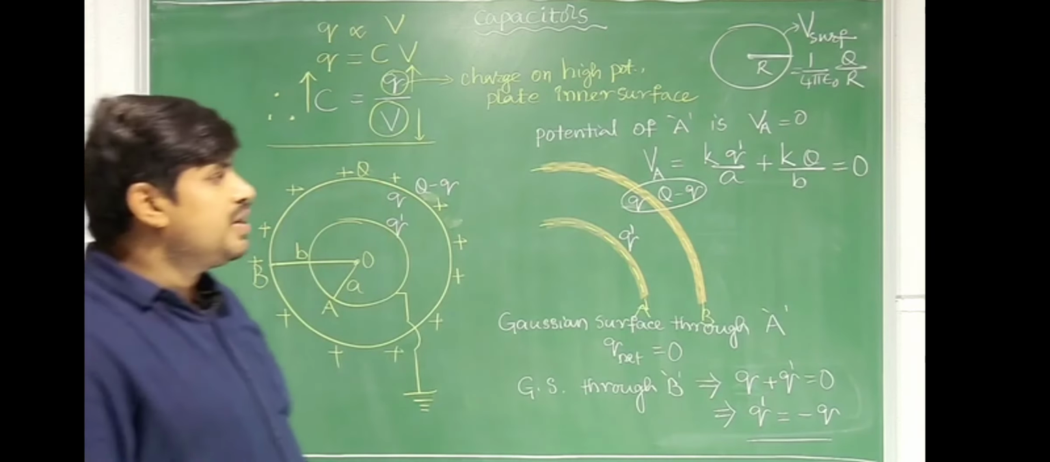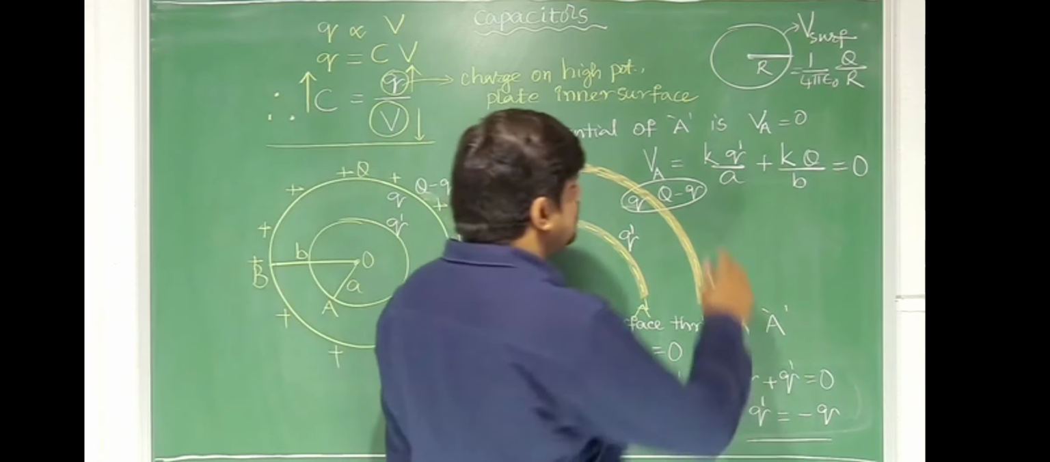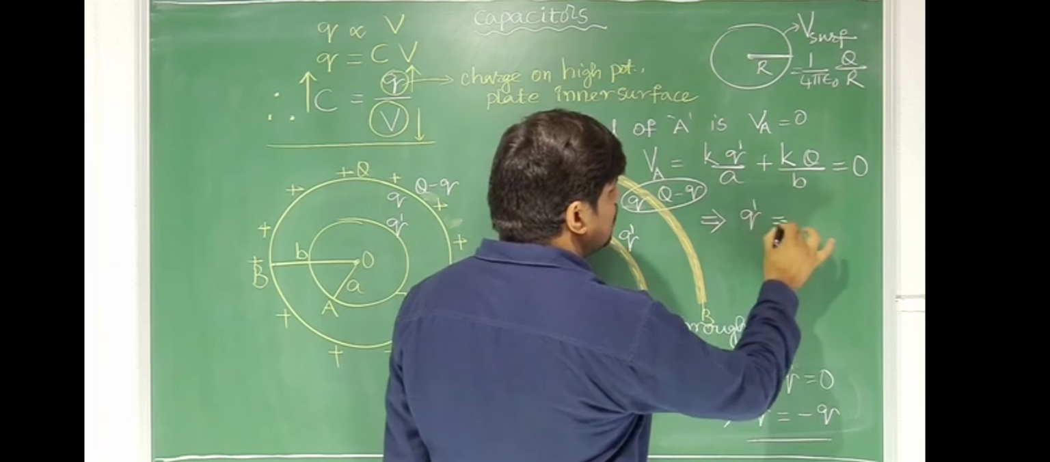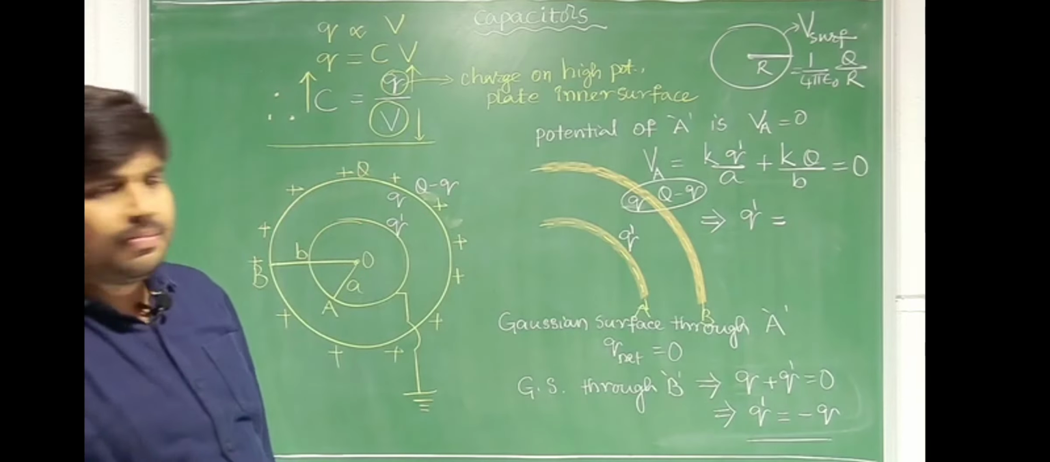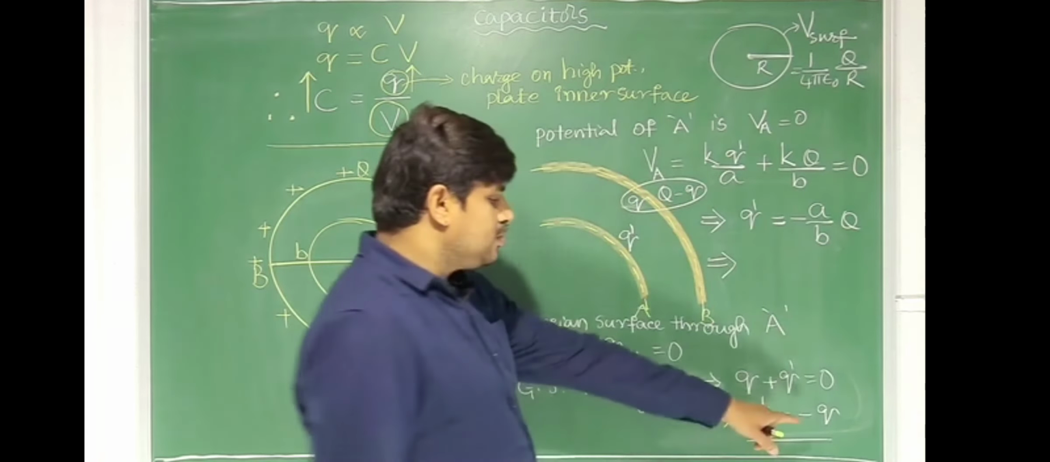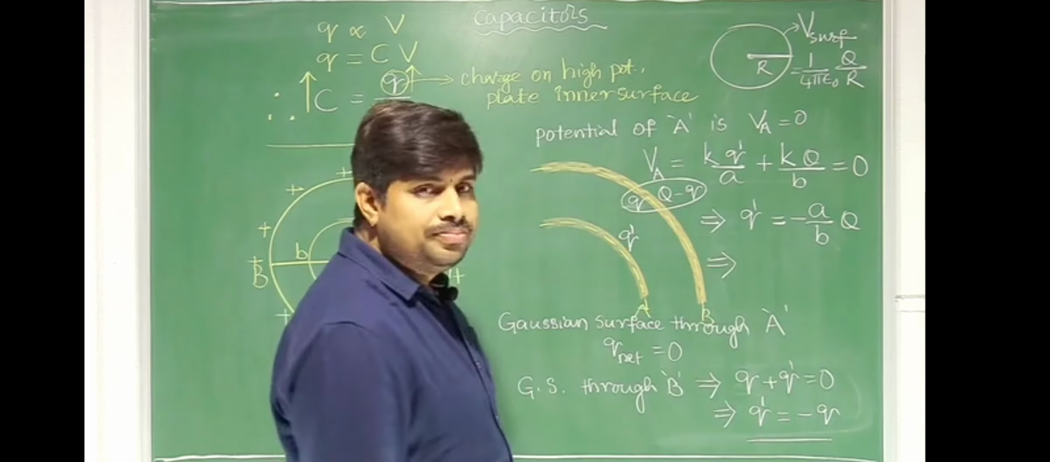Now, dear students, if you simplify this, you are able to find out Q dash. What is Q dash? Here you can write Q dash is equal to, K on either side gets cancelled, it becomes minus A by B times of capital Q. That implies what is small q? Beta, small q will be minus q dash.